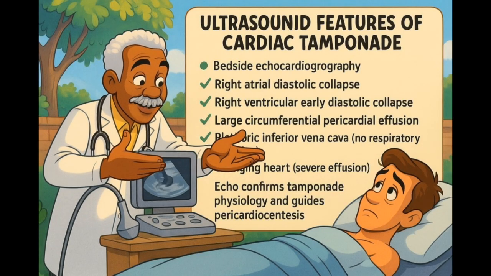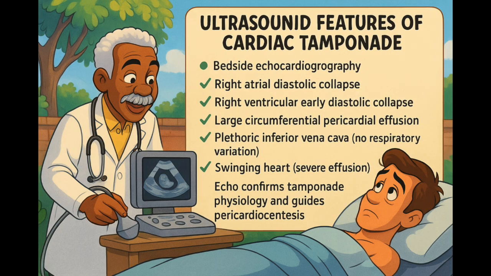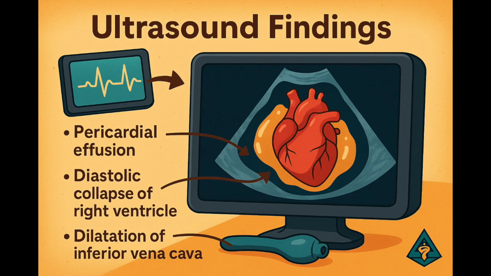Ultrasound plays a central role in the diagnosis of cardiac tamponade, and it is often the single most important investigation when clinical suspicion is high. In acute tamponade, the first abnormality we recognize is right atrial collapse during diastole. Because the right atrium is a low-pressure chamber, it is the earliest structure to be compressed by rising pericardial pressure.